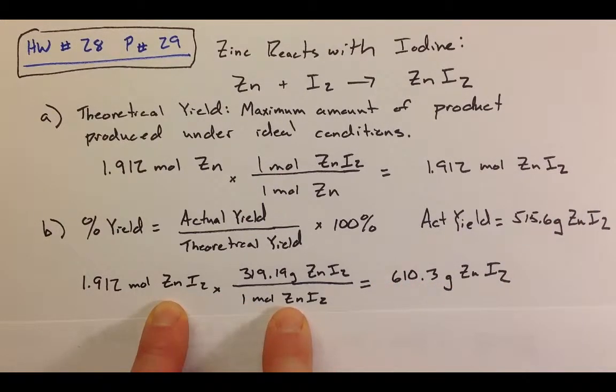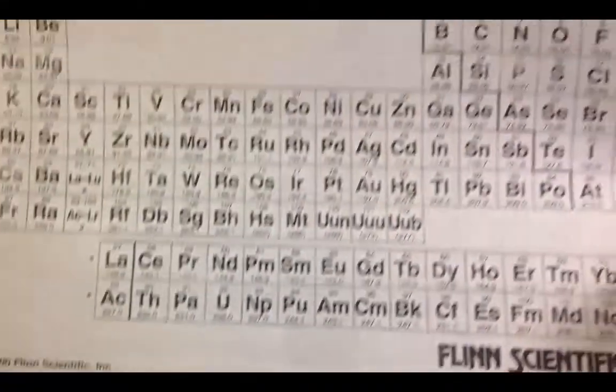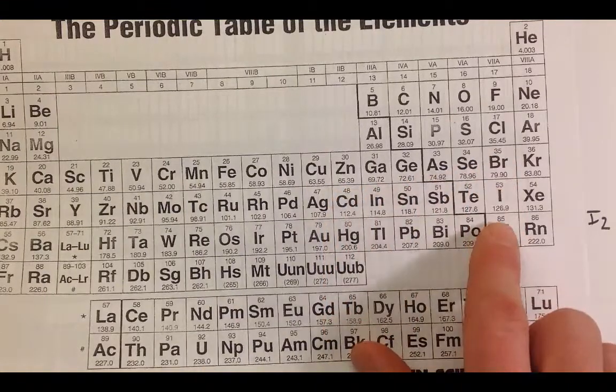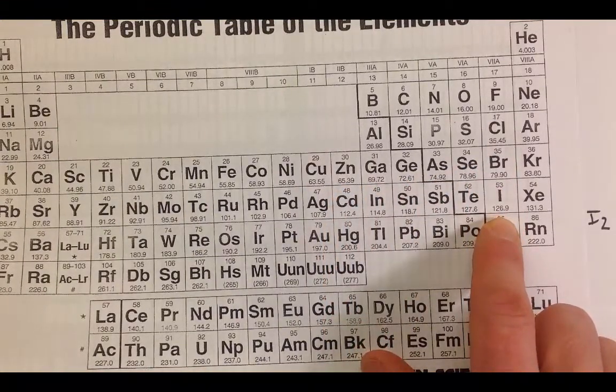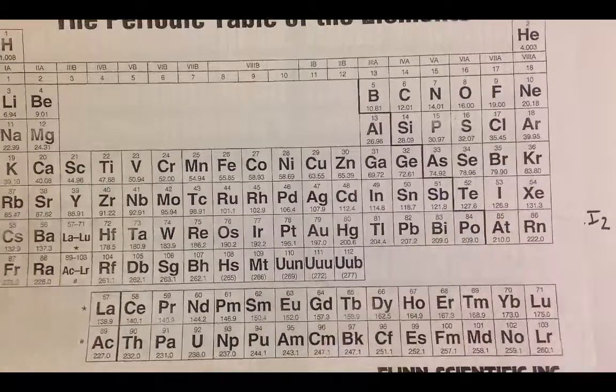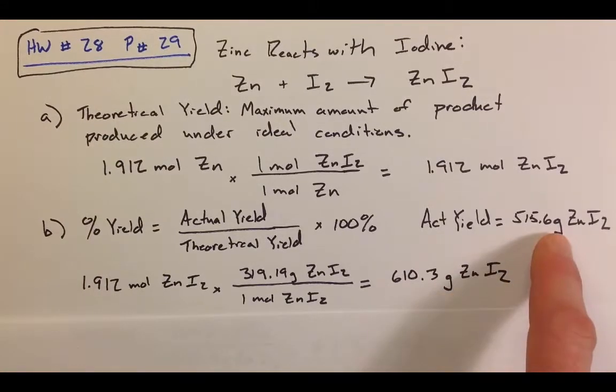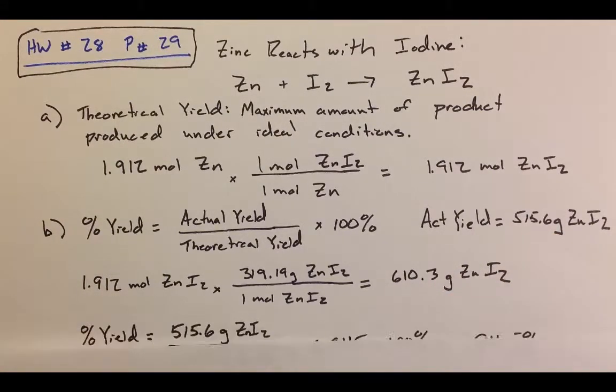We're going to do that using the molar mass of zinc iodide. So how did I get this number 319.19? Well, that's just the molar mass. I did 1 times 65.39 plus 2 times 126.9, and I got my molar mass of zinc iodide. So this is my new theoretical yield. It's in grams, which is the same unit as my actual yield. So now I can plug in my numbers here and get my percent yield.